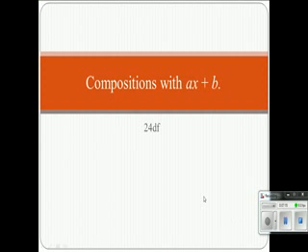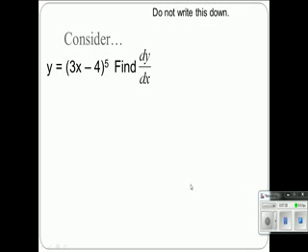And we're done with that example. All right, this is a bit more with integration, but this time we're going to be doing it with a composition of a linear function. So let's just consider the function y equals (3x minus 4) to the power of 5.